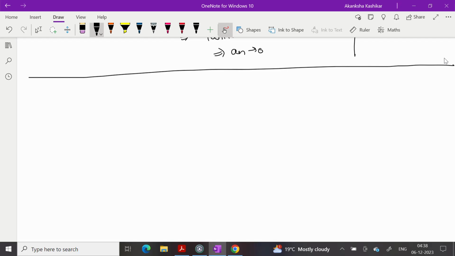Now, let us introduce one more term, that is the tail of a series. Okay, so this is actually kind of a generalization of what we have been doing. What is the tail of a series?